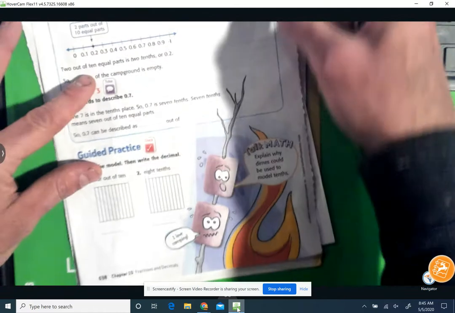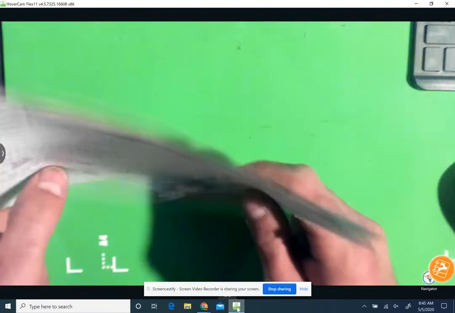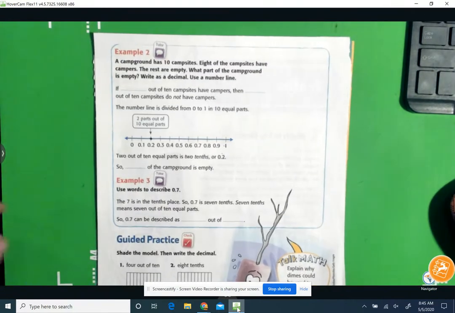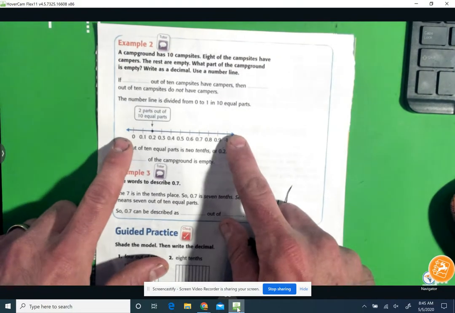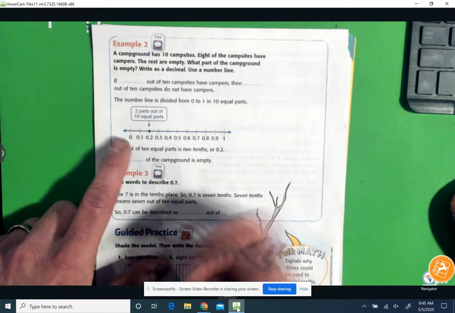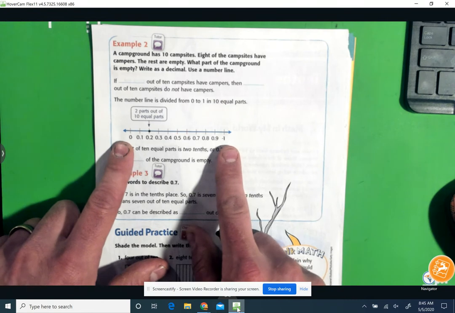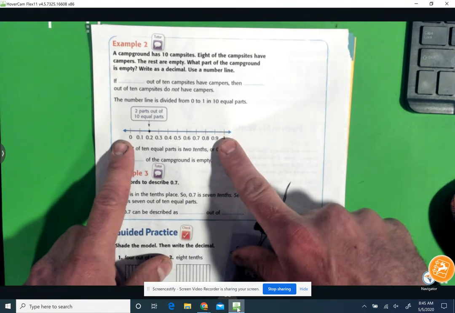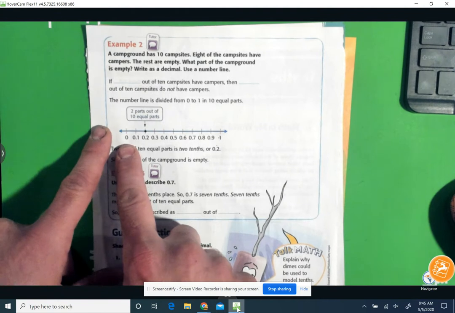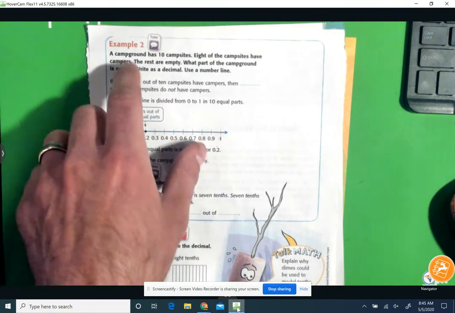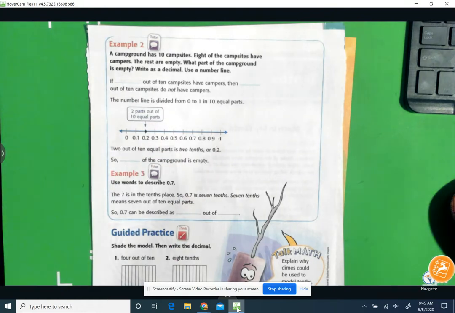Go ahead and flip this page over. I'm looking at page 638. Now, I'm looking at example 2, and this is using the number line. And again, here we are sitting between 0 and 1. Okay, so nothing is greater than 1 whole, but everything is greater than 0. So we have a campground. It has 10 sites. 8 of the sites have some campers. The rest are empty. What part of this campground is empty?